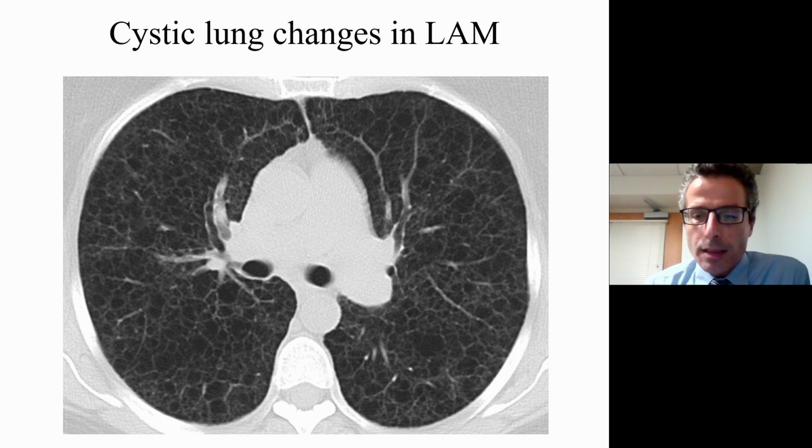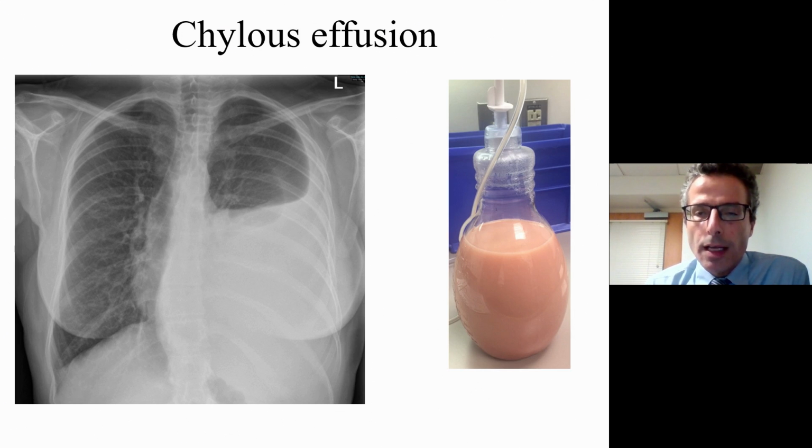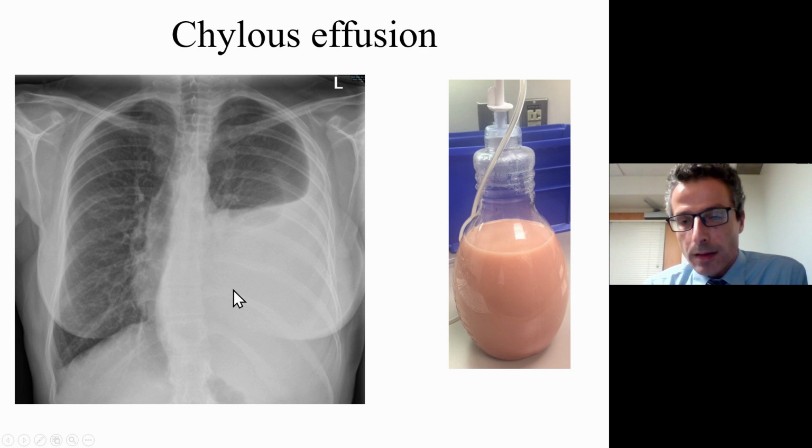So beyond the cysts that you can find in the lung, LAM is also characterized by the presence of chylous effusions. This is a very large chylous effusion that you see here on the chest X-ray. This is the type of fluid that you can see, milky, largely consisting of triglycerides and cholesterol, that you can see from draining these lipid-filled pleural spaces.